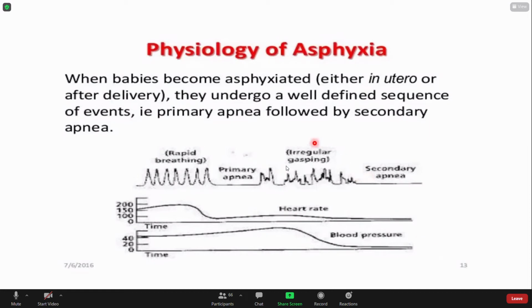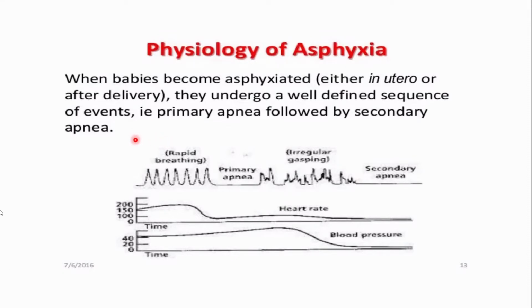decrease. Okay, so what happens? If there is any stressor or any inciting factors, the baby will first try to compensate. Okay, so rapidly breathe गर्छ, त्यसपछि primary apnea मा जान्छ, त्यसपछि irregular gasps आउन थाल्छ, and then the child will go into secondary apnea. Secondary apnea ma what will happen? The heart rate and blood pressure will also decrease.